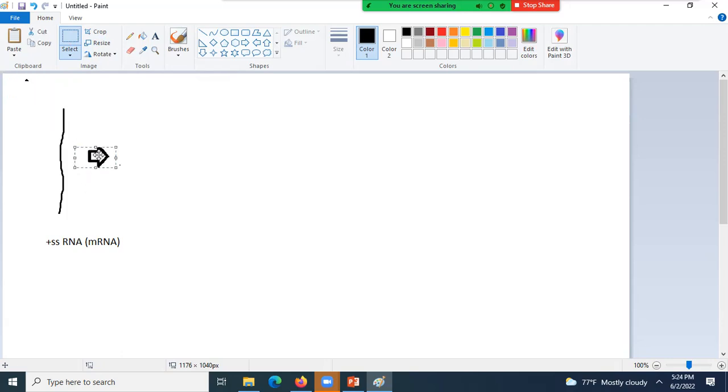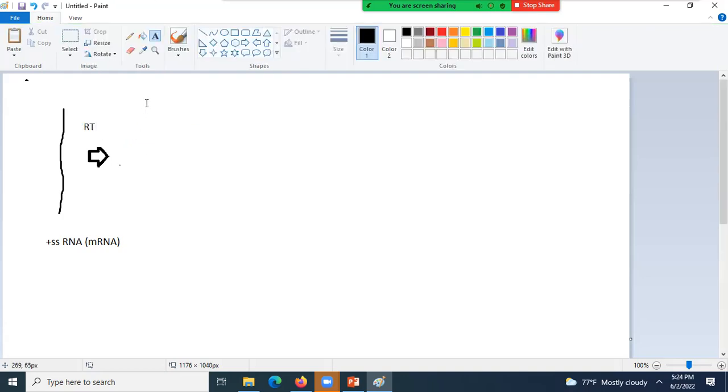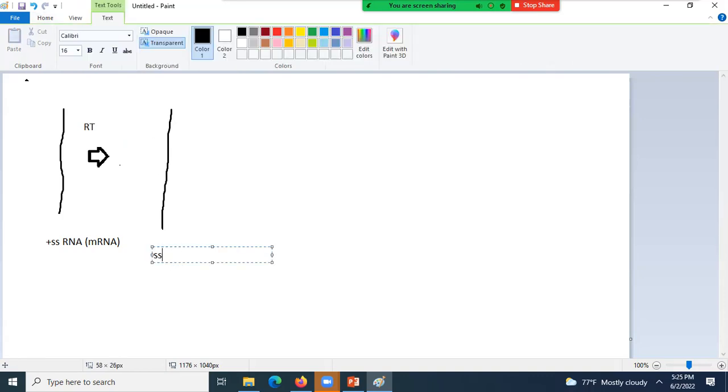So the messenger RNA, and this is by reverse transcriptase. And I'm just going to go RT for reverse transcriptase. It makes single strand DNA. So this is single strand DNA.